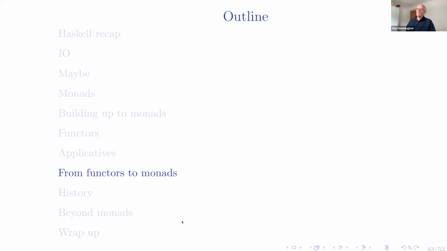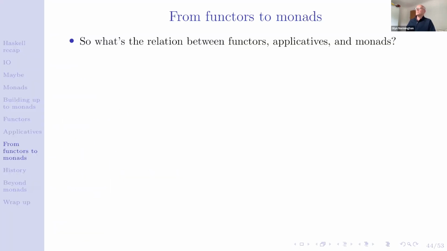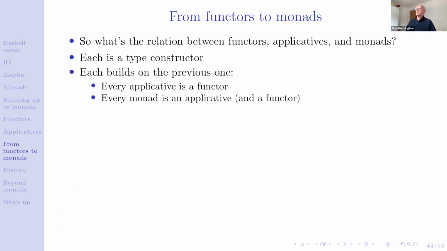Okay, so let's go now from functors to monads. We've gone part of the way. We've got functors and applicatives, but how do we get to monads? What's the relationship between the three? Each is a type constructor. They're similar in that way. Each one builds on the previous one. Every applicative is a functor, and every monad is an applicative, and therefore a functor.